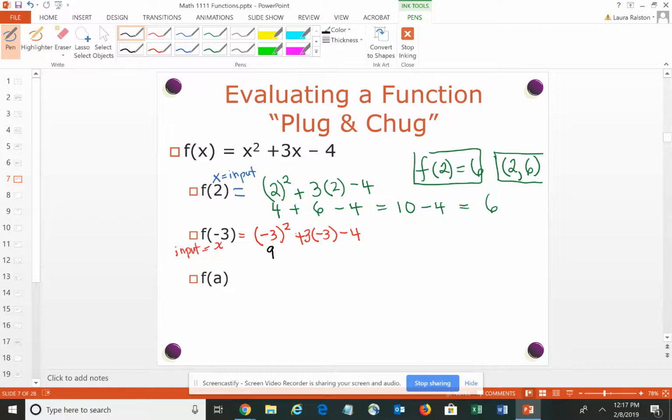Plus 3 times -3 is -9, minus 4. -9 minus 4 gives us a result of -4. And again, if you want to write that as an ordered pair, you would have the ordered pair -3, -4.